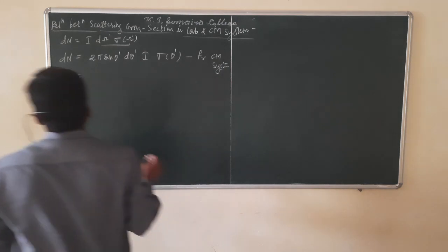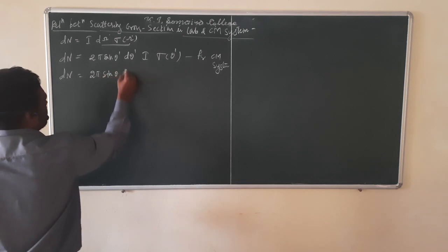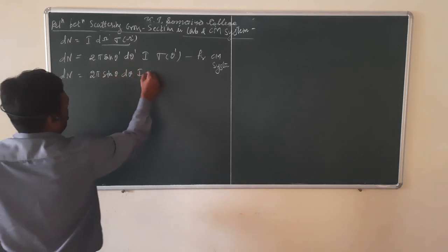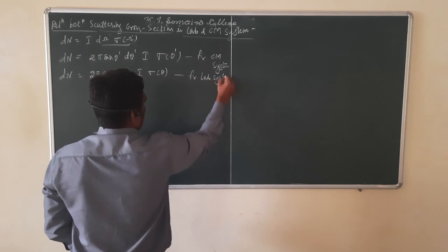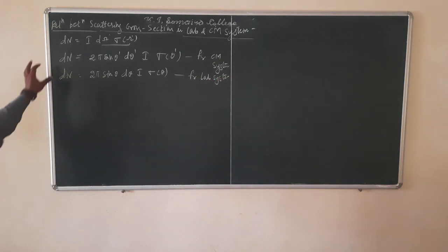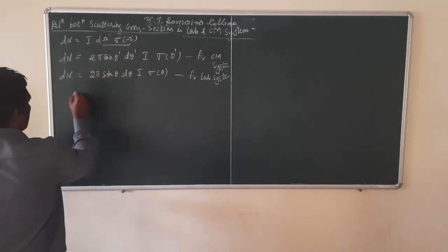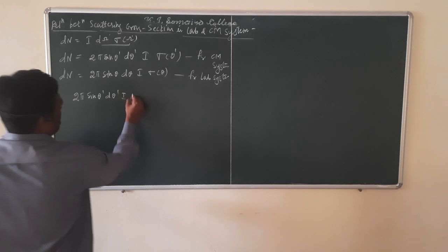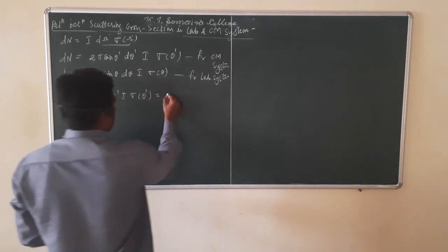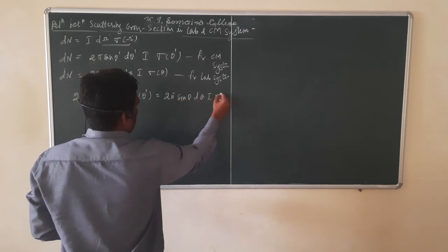Now for the laboratory system, the number of particles is 2 pi, and instead of theta dash you can write sine theta, d theta, I and sigma theta. This is for the lab system. Since the particles scattered in the center of mass system and in the laboratory system are equal, you can equate these two equations. When we equate, we get 2 pi sine theta dash d theta dash I into sigma theta dash is equal to 2 pi sine theta d theta I into sigma theta.